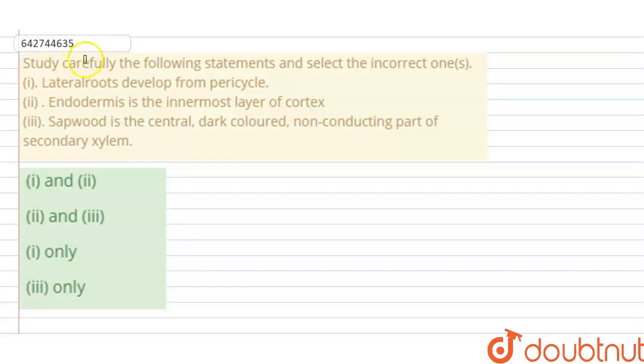Hello everyone. So the question says that study carefully the following statements and select the incorrect one or ones. First, lateral root develops from the pericycle. Second, endodermis is the innermost layer of the cortex. Third, sapwood is the central dark colored area and it is a non-conducting part of the secondary xylem.